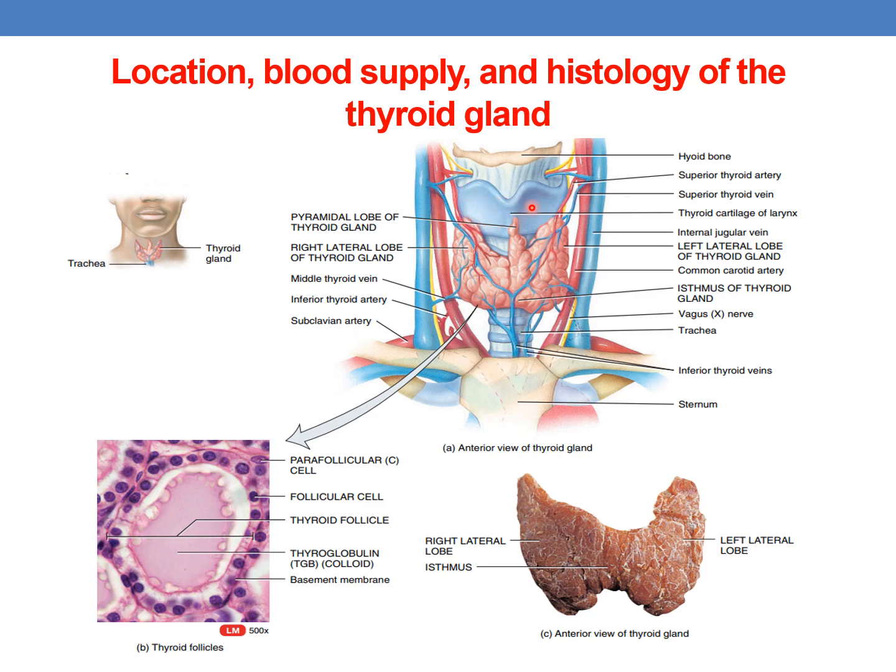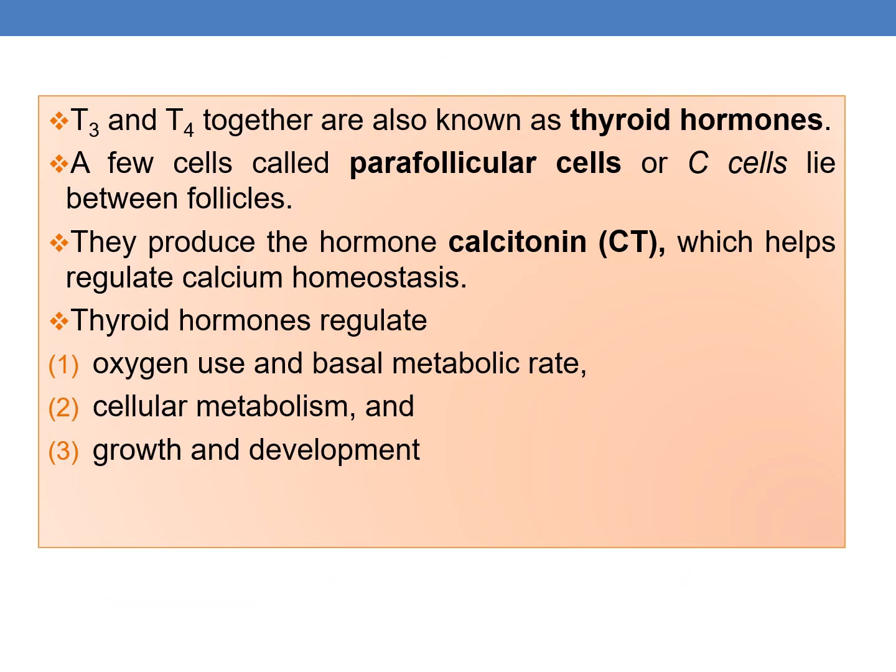And this one is the thyroid cartilage of larynx. And this one is the left lateral lobe of thyroid gland, and this one is the right lateral lobe of thyroid gland. And this small one is the pyramidal lobe of thyroid gland, third lobe. And this one is the isthmus of the thyroid gland. T3 and T4 together are known as thyroid hormones.